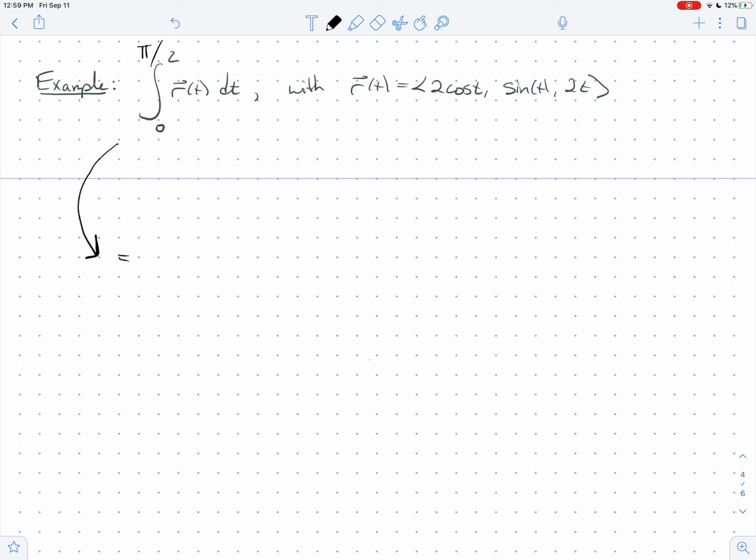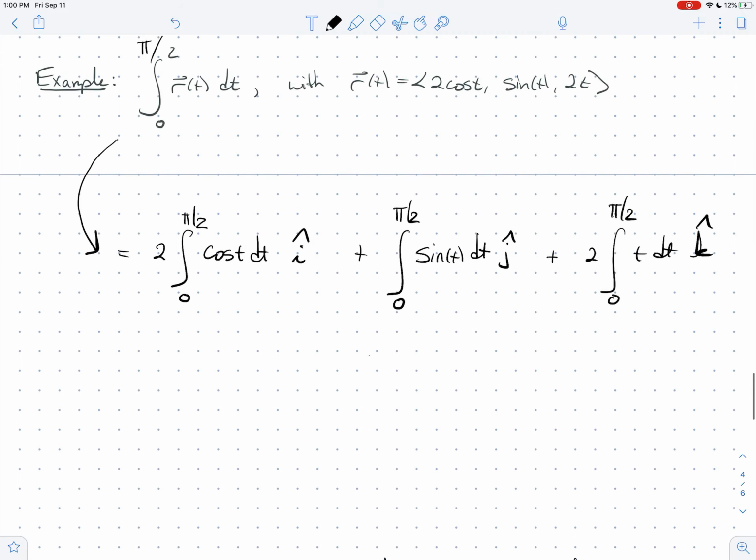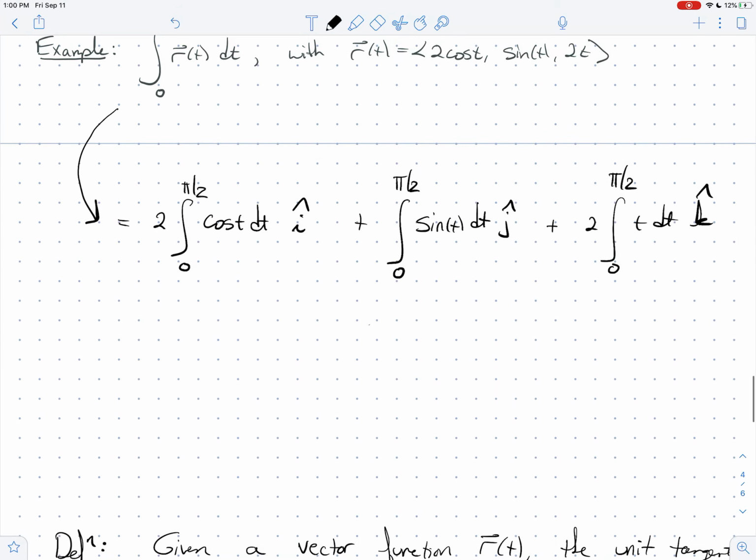It becomes 2 times the integral from 0 to pi halves of cosine of t dt times i, I like the ijk notation here, and then plus the integral from 0 to pi halves of sine of t dt j, and plus, I'll pull the 2 out, 2 times the integral 0 to pi halves of t dt k. All right, so that is the setup, and the point is you can just integrate each one by itself and then put it back in vector form. And so you can work this out for yourself.